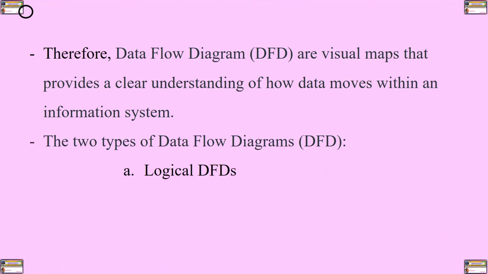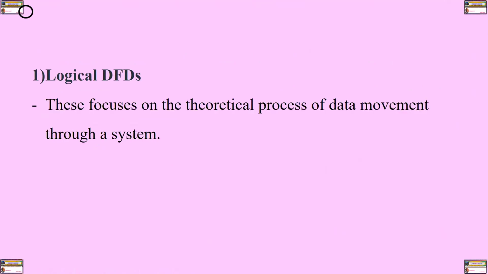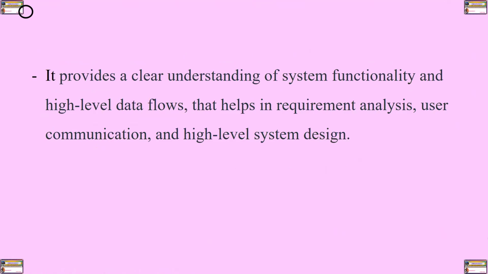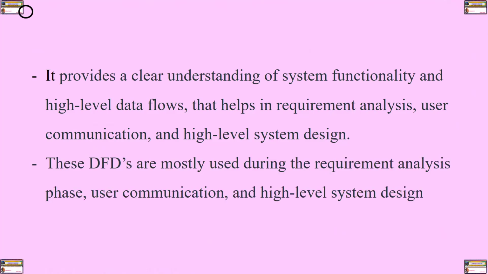The two types of data flow diagrams are the logical data flow diagrams and the physical data flow diagrams. The logical data flow diagrams focus on the theoretical process of data movement through a system. They show what information is moving, where it comes from, where it goes, and how it changes. They provide a clear understanding of system functionality and high-level data flows that helps in requirement analysis, user communication, and high-level system design. These DFDs are mostly used during the requirement analysis phase, user communication, and high-level system design.